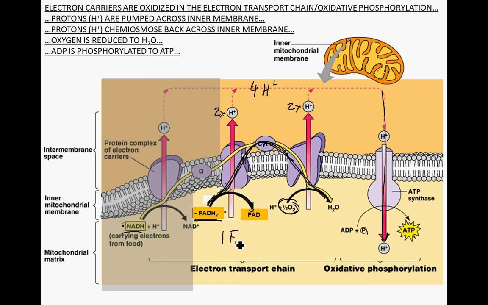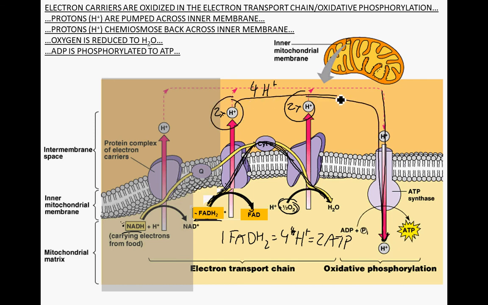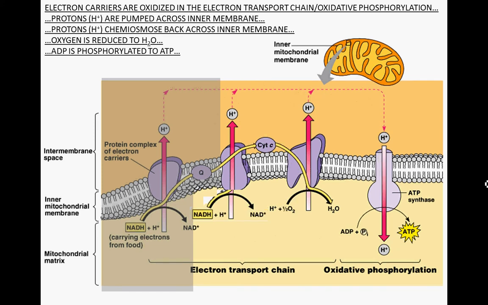So for every one FADH2, this ends up only pumping 4 protons. And then this translates directly into 2 ATP molecules, right? Because 2 protons is 1 ATP, and the other 2 chemiosmosing is another ATP. Right? So there's FADH2. And here's the NADH from glycolysis.